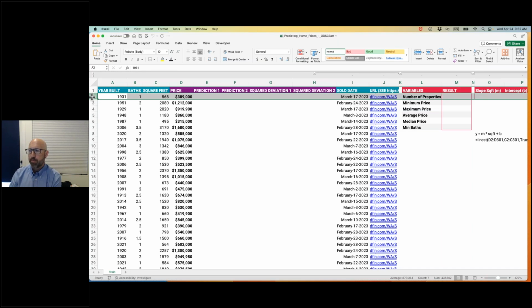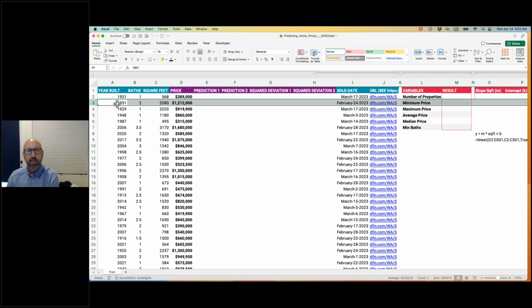These are real properties. Each one of these is a property that was sold in the city of Seattle, Washington, between February and March of 2023. So these are real properties. For example, we have this property over here, and now we can look at the columns.